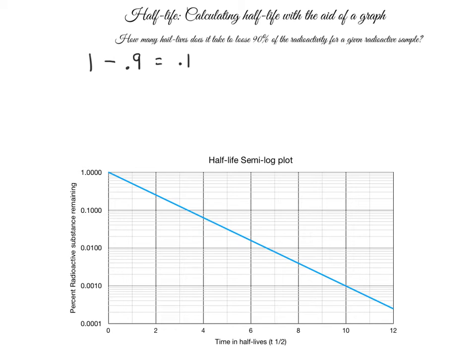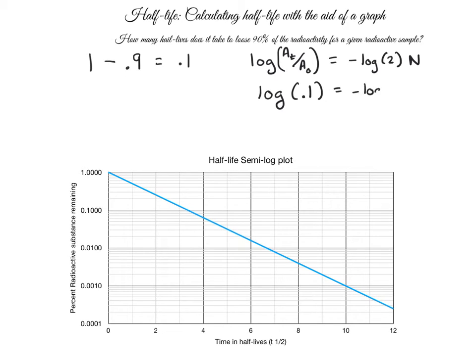The equation is log of the sample at some time t over the initial sample is going to be equal to minus log 2 times the number of half-lives. And we're going to use this graph to solve this particular problem because we know in this case it's going to be log of 0.1 equal to minus log 2 times n.